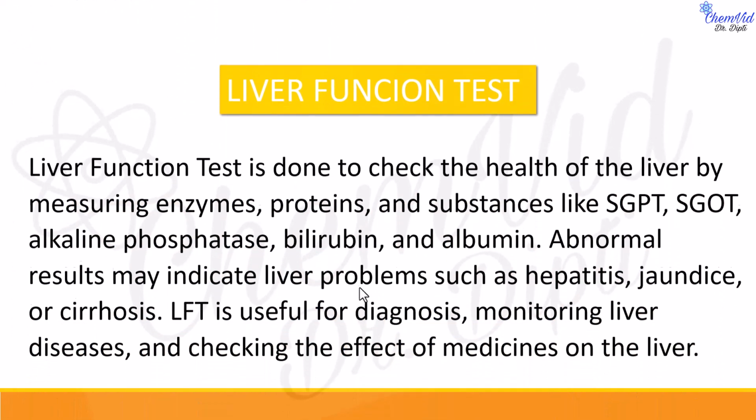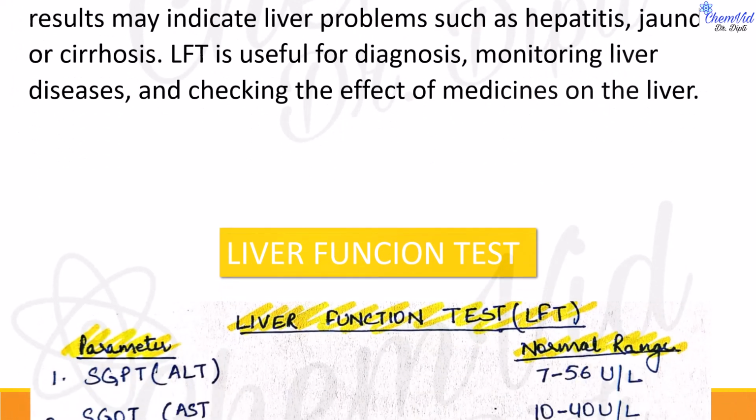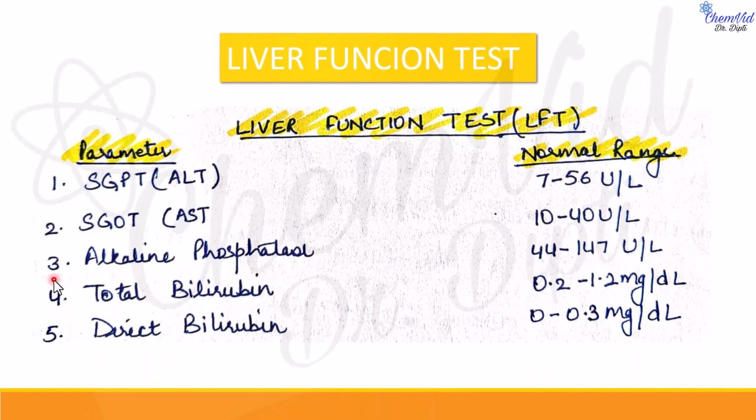Then coming on to the LFT, that what is the importance of LFT, that it helps in checking the health of the liver by measuring enzymes, proteins and substances like SGPT, SGOT, alkaline phosphatase, bilirubin and albumin. And what do the abnormal levels of these parameters indicate? They may indicate hepatitis, jaundice or cirrhosis. However, you can also make a small chart of LFT with the normal ranges of all these parameters.